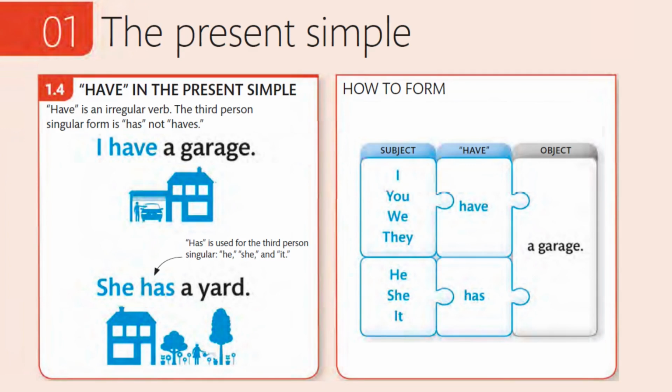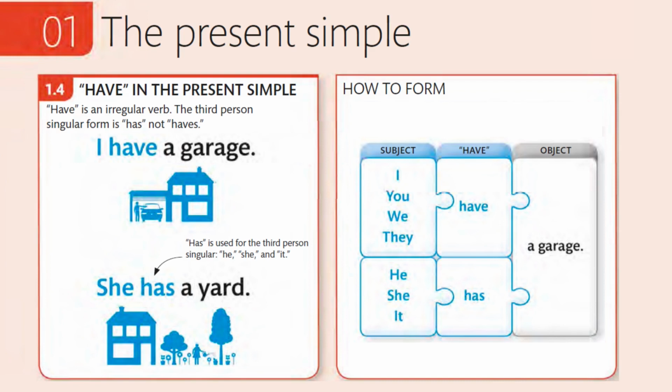Have in the present simple. Have is an irregular verb. The third person singular form is has, not haves. I have a garage. She has a yard. Has is used for the third person singular, he, she, and it.